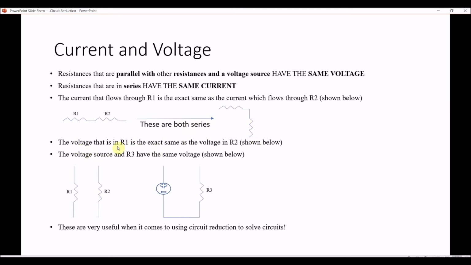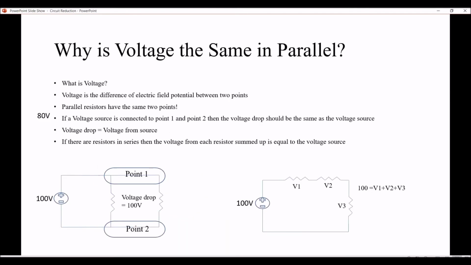Now the voltage that is in R1 is the exact same as the voltage in R2, as you can see below. So here and here. The voltage in this resistance is the exact same as the voltage in this. The voltage source and R3 also have the same voltage. By the way, there should be a line here, but let's say this voltage source was 50 volts, then the voltage for this resistance is 50. And these are very useful when it comes to using circuit reduction to solve circuits.